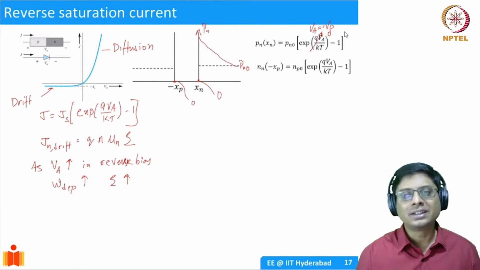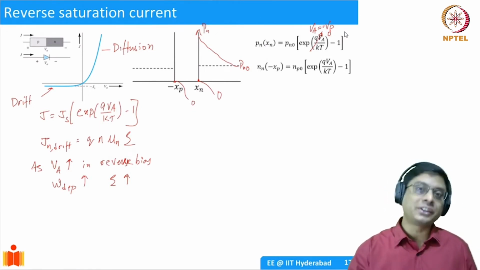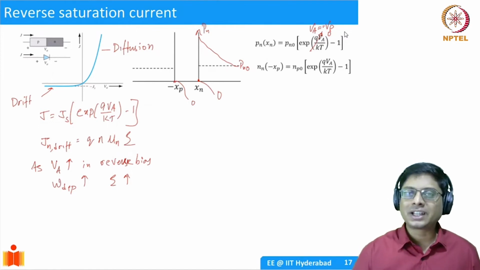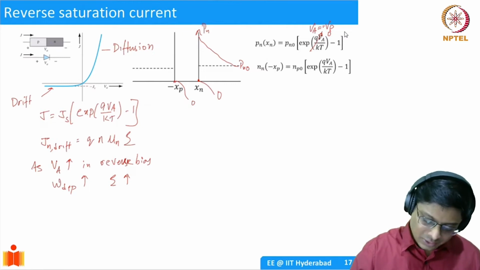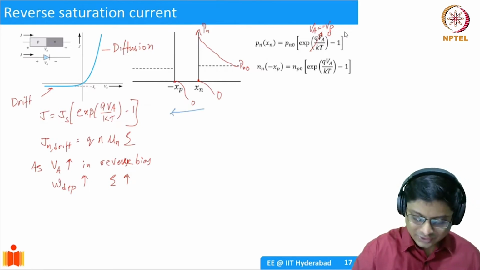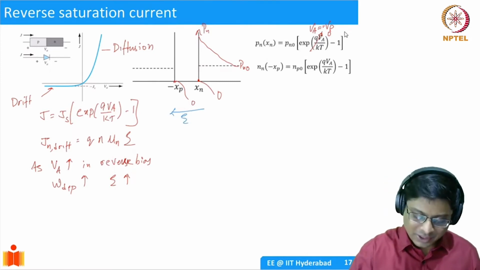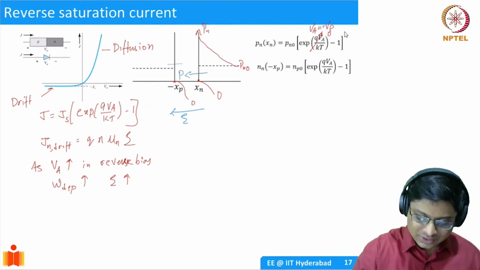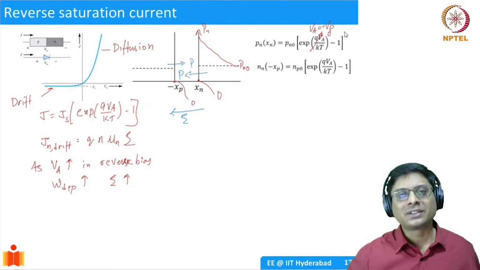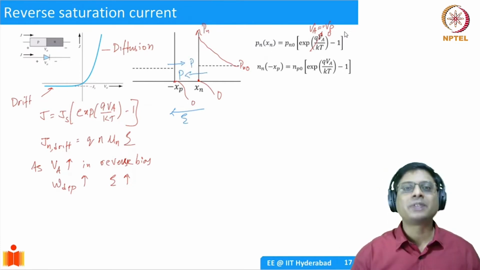So what does it mean? It means that instead of having excess minority carriers, we have a deficit of minority carriers. Minority carriers are being removed. And why are they being removed? Well, look at the electric field. Electric field direction is this, right? From N to P. So happily, your minority carrier holes will travel in this direction, and electrons will go in this direction. So the minority carriers, whatever are present in the N and the P regions, are going to be swept away across the depletion region.